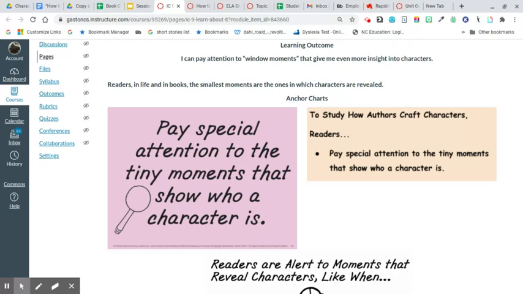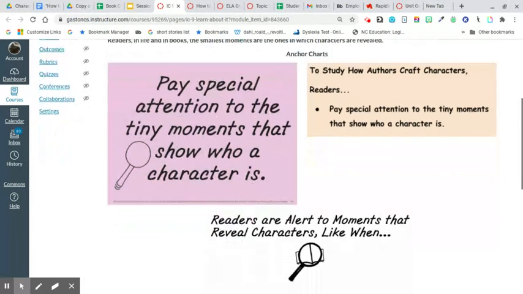You're looking at those things where you're like looking through a window, watching the character when they don't know you're watching them, to see what they do, to observe. So in life, just like in books, the smallest moments are the ones that characters reveal themselves in, so that you can get a true meaning of their being. Pay special attention to those little things, because that's what shows who a character is.